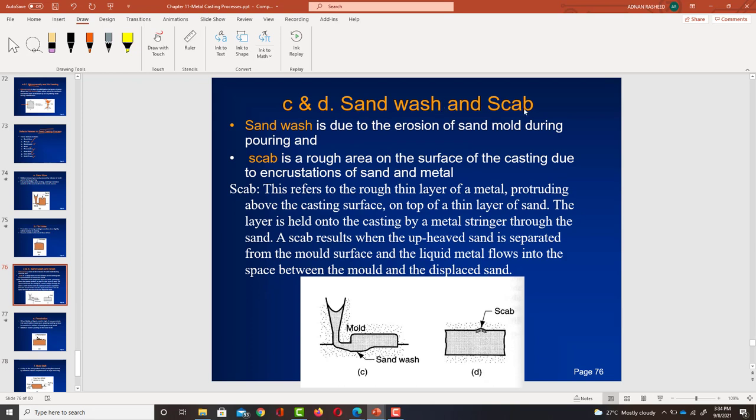Sand wash and scab. ठीक है ना, अब सैंड वॉश ये है कि आपकी जो मोल्ड कैविटी है उसकी स्ट्रेंथ कम है. आप मोल्टन मेटल डालते हो तो वो मोल्टन मेटल उस मोल्ड कैविटी के सैंड को उखाड़ देता है, और वो सरफेस को भी उखाड़ देता है, जिसकी वजह से उसमें एक गड्ढा सा बन जाता है. जब आप मोल्टन मेटल को डालते हैं तो वो मोल्ड कैविटी को फिल करने के साथ साथ ये अनवांटेड एरिया भी फिल हो जाता है. सो दिस टाइप ऑफ डिफेक्ट इज नोन एज सैंड वॉश.